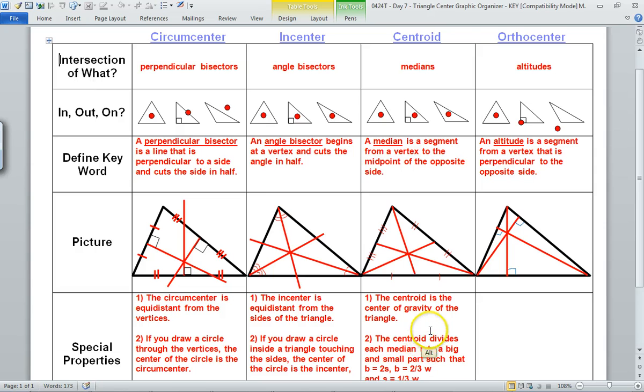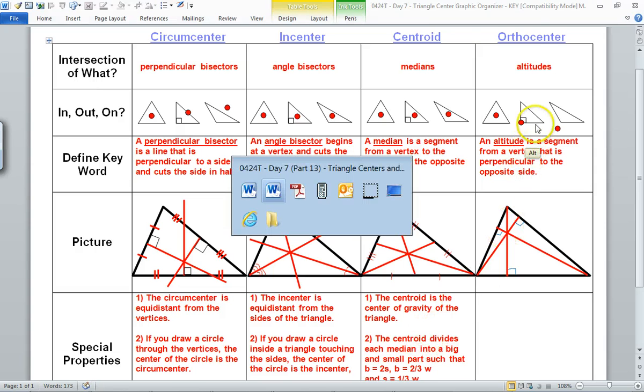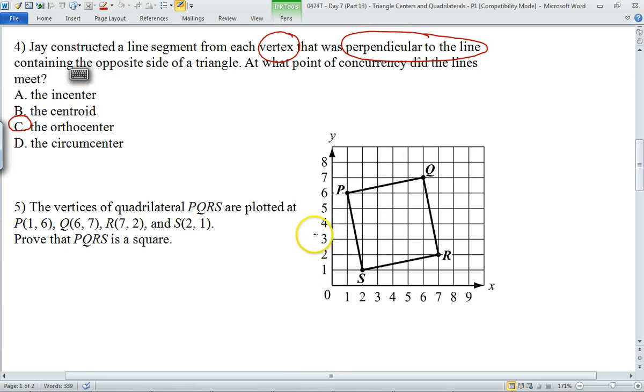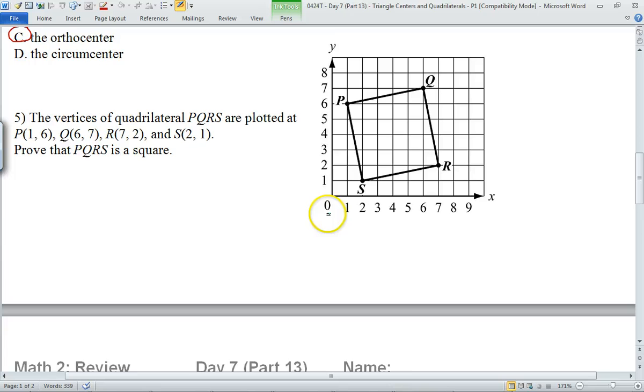Okay? So basically you have to recognize it in any form, either by name, orthocenter, connect it with the word altitudes, connect it with the picture, what they look like. Okay, so this one was orthocenter, because it was that fourth one that was being described. All right, basically if you memorize the sheet, you should be fine.